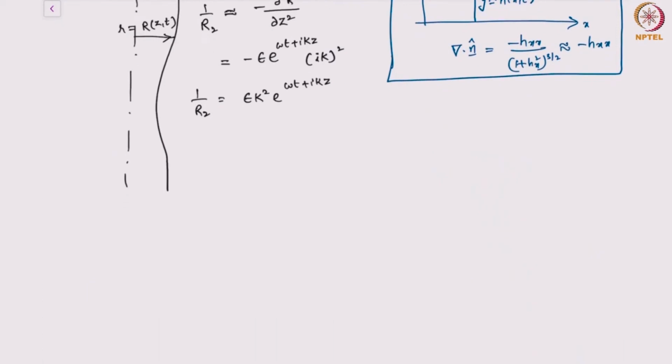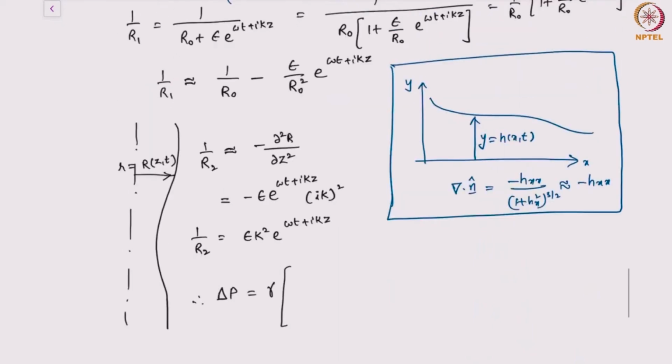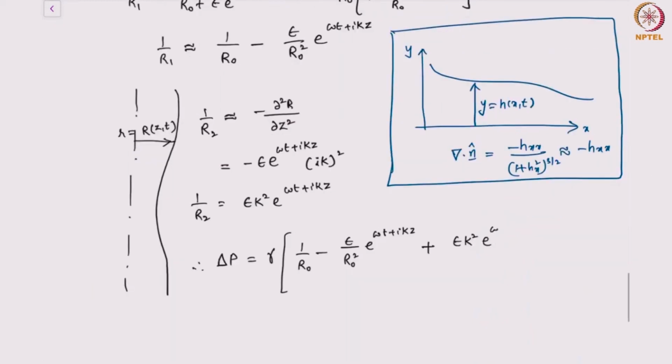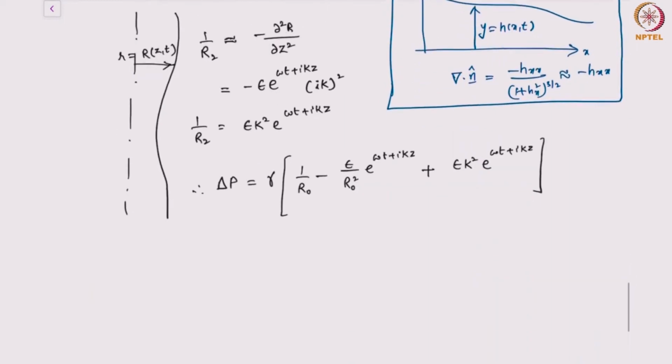So I have 1 by r1 and 1 by r2, and now I can substitute them into the pressure jump condition, the Laplace jump condition, which is gamma times 1 by r1, which we've already calculated. It is 1 by r0 minus epsilon by r0 square e power omega t plus ikz, and then plus 1 by r2, which is epsilon k square e power omega t plus ikz. This is the pressure jump across the interface.